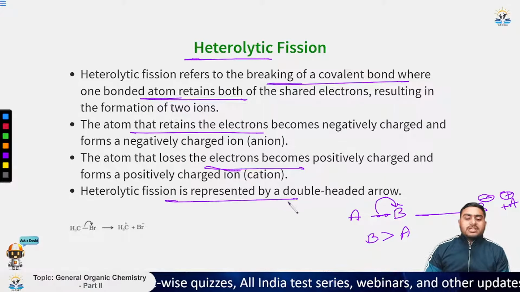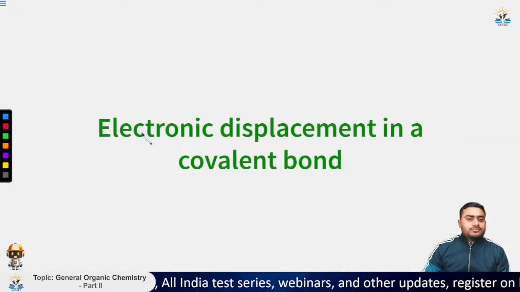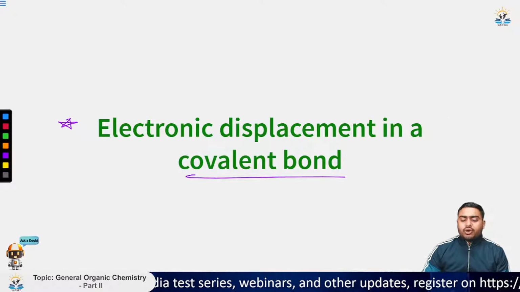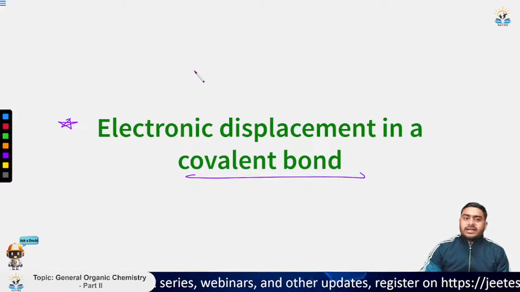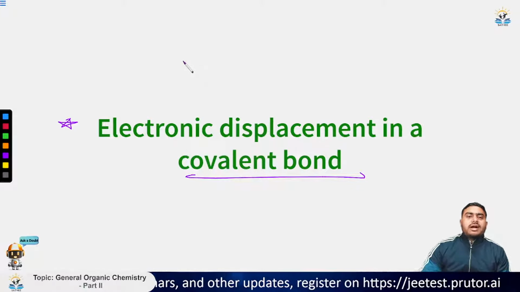Heterolytic fission is represented by a double-headed arrow, right? You can see the double-headed arrow. Okay, then electronic displacement in a covalent bond. So we will be discussing the inductive effect, mesomeric effect, electromeric effect and hyperconjugation.